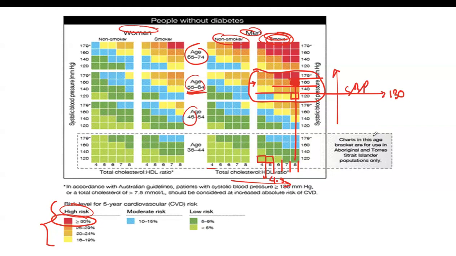So when we placed your blood pressure and the cholesterol in this cardiovascular chart, you can see there are different colors in here: red, yellow, green, blue. We have found that your marking puts you in the red box. And then we look at this red box, which means you have got a high risk, which means more than 30% risk of having a cardiovascular complication in the next 5 years.